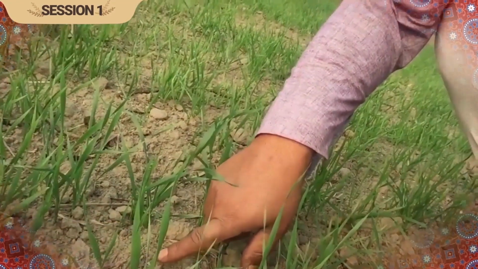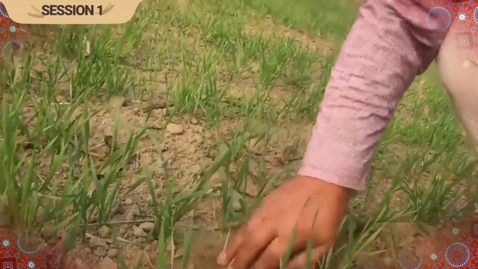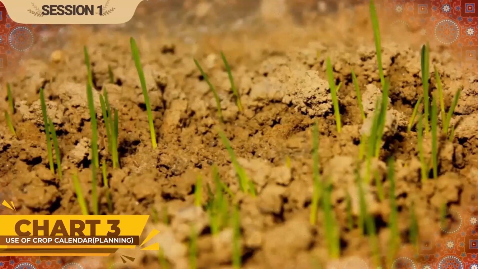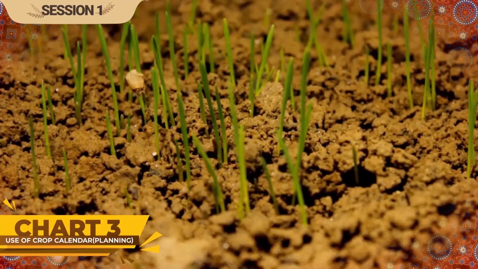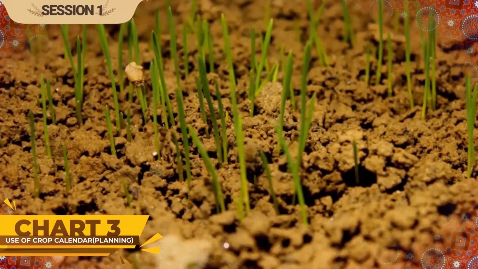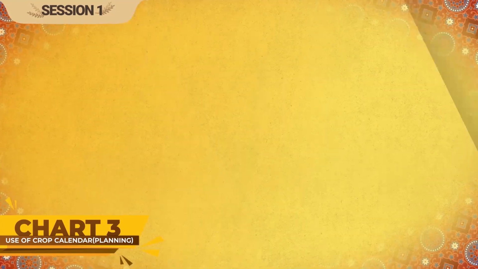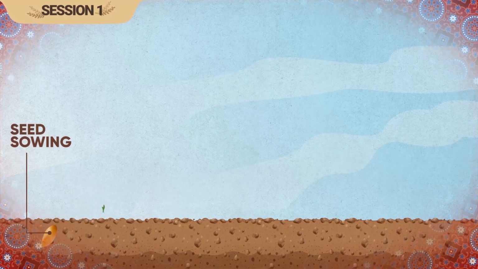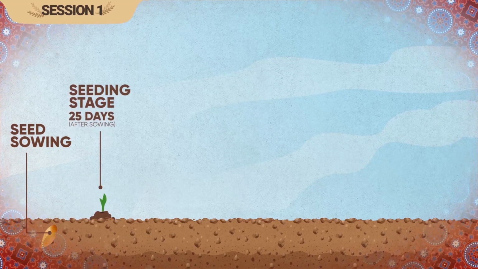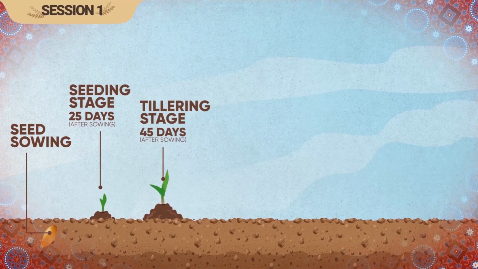Let's now discuss the measures that need to be taken to improve wheat production. To ensure a seamless crop growing season, use a crop calendar for effective planning. The crop calendar is a visual representation of the different stages of the crop growing season. That is, seed sowing in the month of November. Seedling stage after 25 days of sowing. Tillering stage after 45 days of sowing.